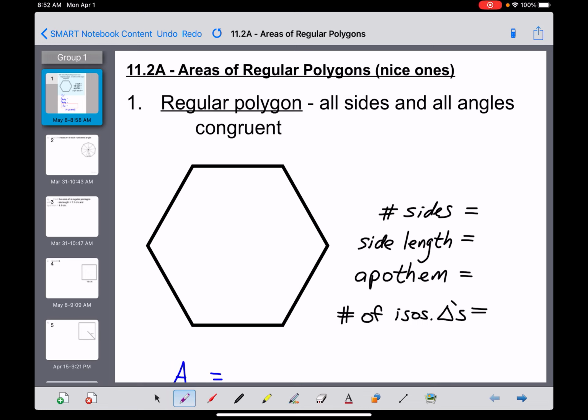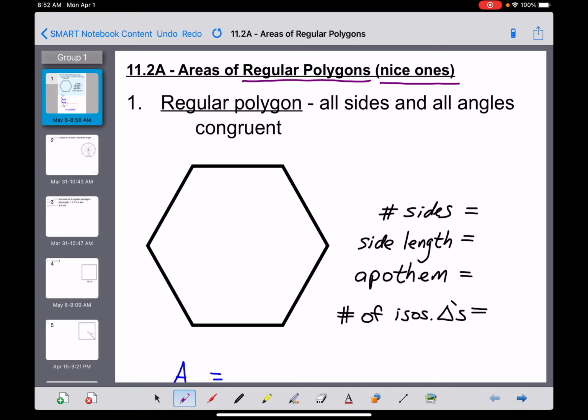Section 11.2 is a pretty tough section here, guys. We're getting into an important concept in geometry called area of regular polygons. I decided to break this section up into two different parts. The first thing we're going to do is what I'm just calling nice ones here. And when we get to 11.2b, those are going to be some of the tougher polygons that are out there.